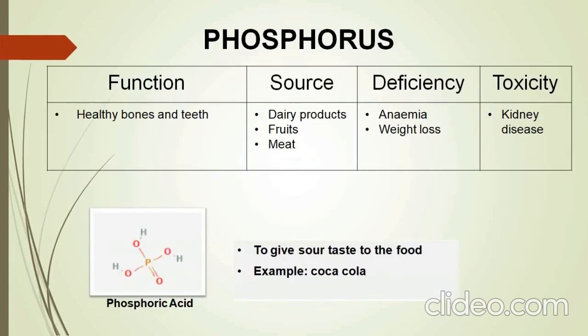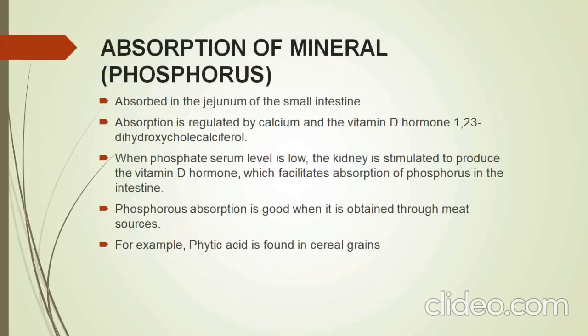Phosphorus function: healthy bones and teeth. Source: dairy products, fruits and meat. Deficiency: anemia and weight loss. Toxicity: kidney disease. Phosphoric acid is used to give a sour taste to food, for example, Coca-Cola.